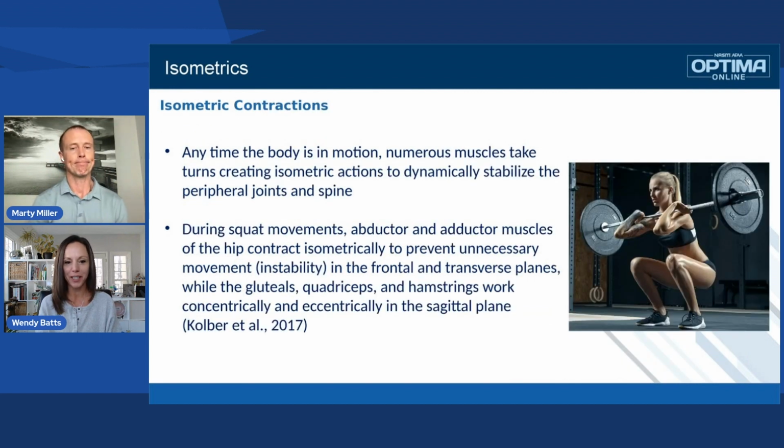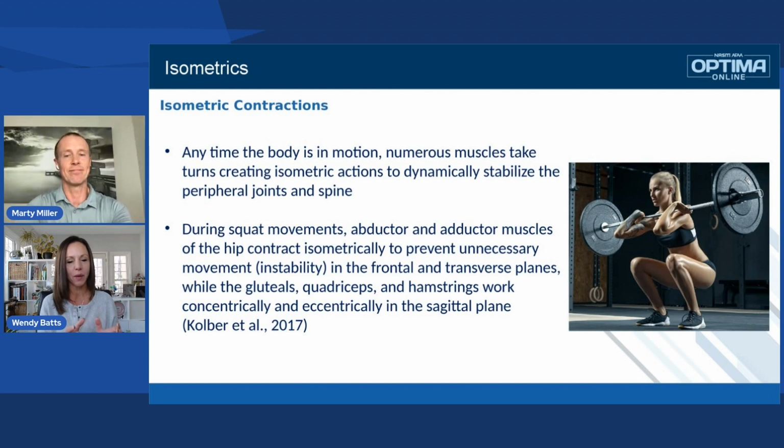Yes. That's why in corrective exercise it's still very slow movements, to make sure the right muscle is actually working. But that kind of brings us into the next slide. When we're talking about isometric contractions, anytime the body is in motion, numerous muscles have to create that isometric action that's going to dynamically stabilize the peripheral joints and the spine.